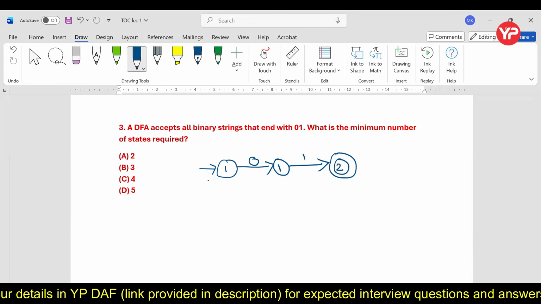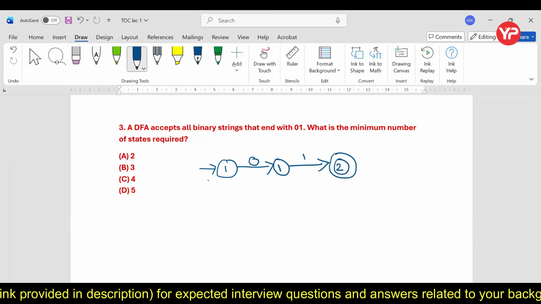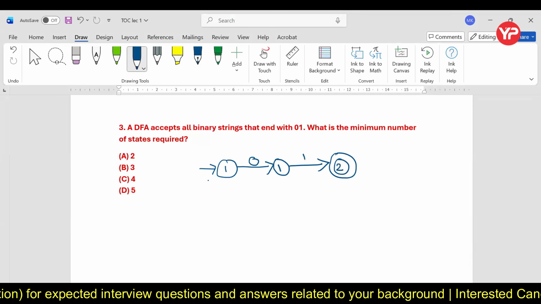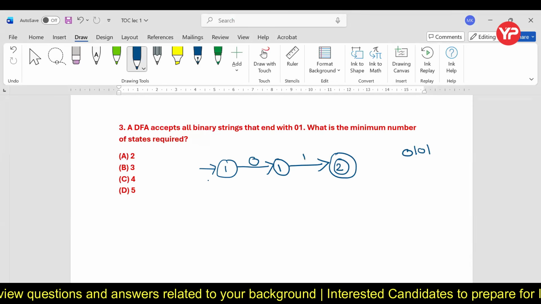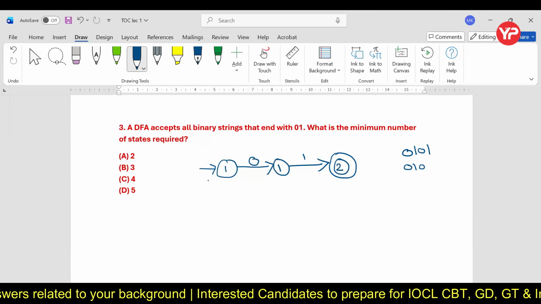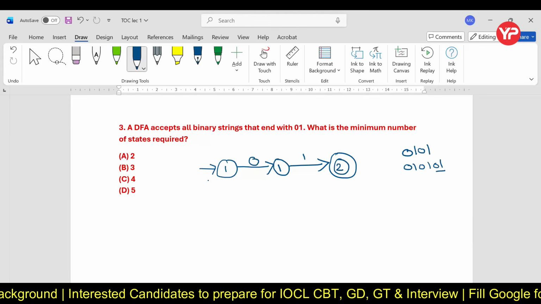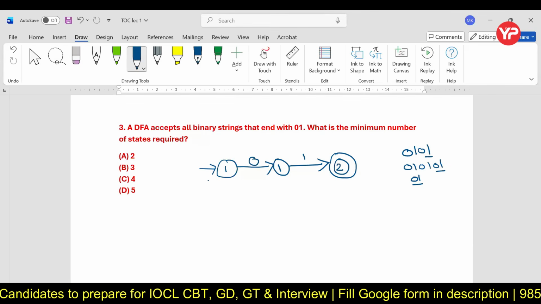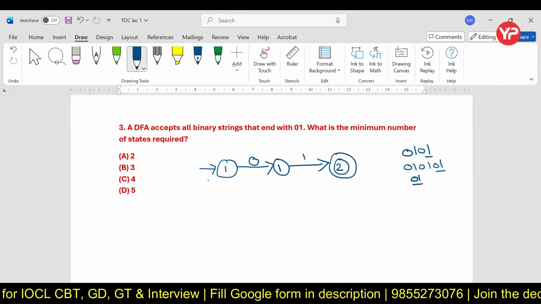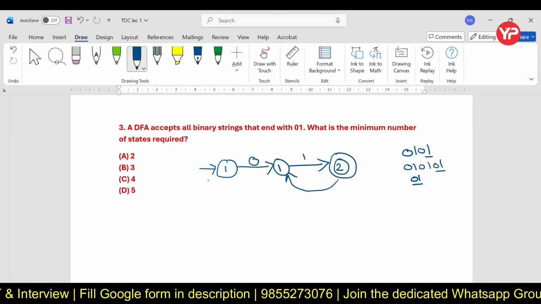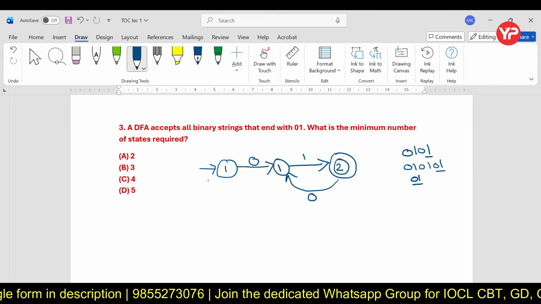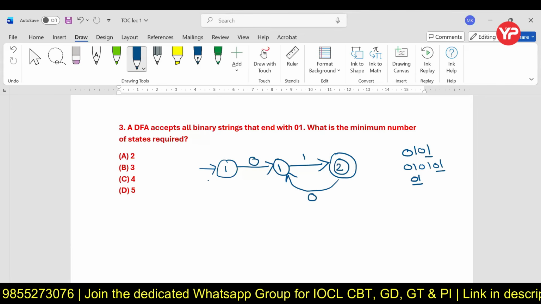And I want a DFA, keep in mind. Now, 01. It may be the case that my string is 0101. All these strings end with 01. So 01, then again 0 and 1. In this way, it ends with 01.